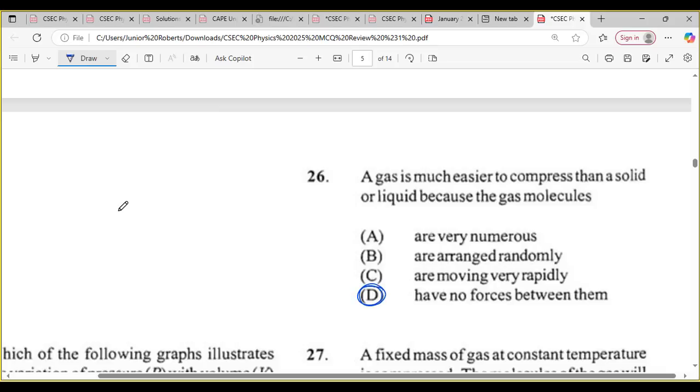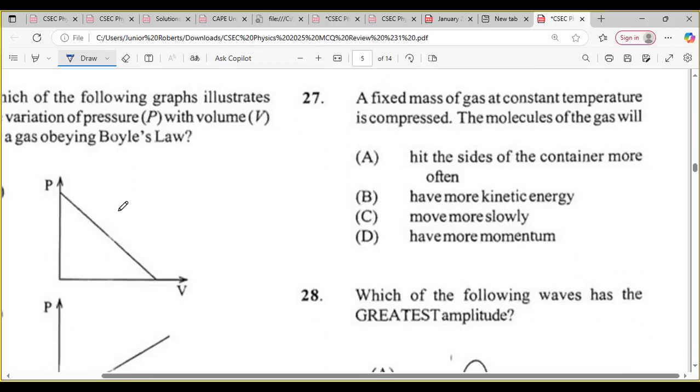So 26 is D. 27 now says a fixed mass of gas at constant temperature is compressed. The molecules of the gas will. Our options are hit the sides of the container more often, have more kinetic energy, move more slowly, or have more momentum. Now, we compress the gas, right? So the space is going to be smaller. If the space is smaller, then the molecules will be able to hit the sides of the container more often. So 27 would be A.